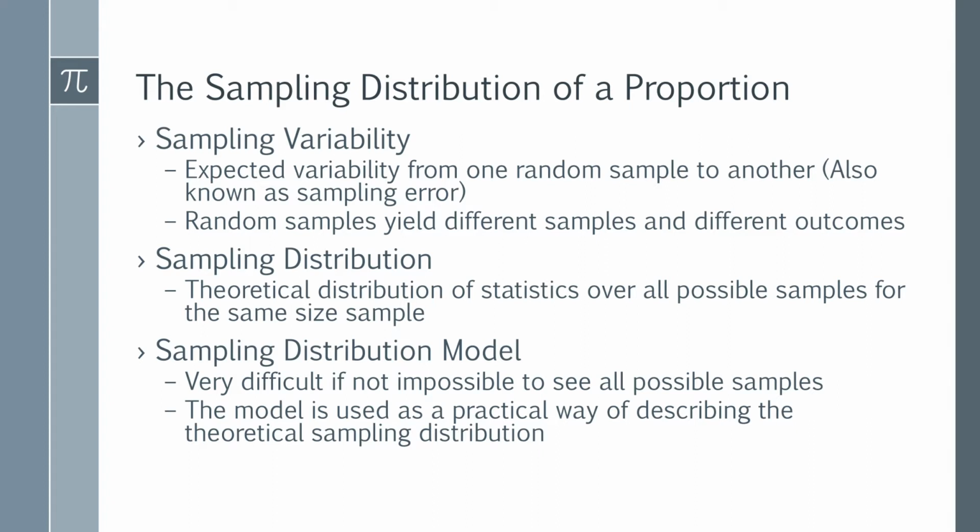Sampling distribution is the theoretical distribution of statistics over all possible samples for the same sample size. The sampling distribution model is used because it's very difficult, if not impossible, to see all the possible samples. So this model is used as a practical way of describing the theoretical sampling distribution.